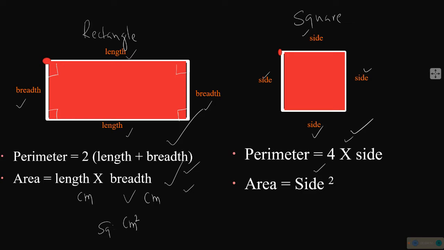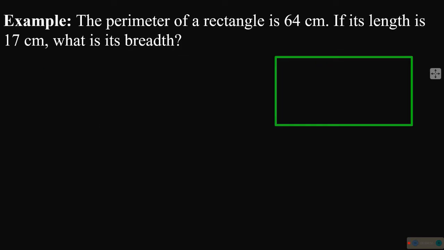Okay, so the recalling is done. Now we will think about the example. The perimeter of a rectangle is 64 centimeter. If its length is 17 centimeter, what is its breadth? So its length is here. We know that it is 17 here and 17 here too. You are asked to find out the breadth of it, and what is given is the perimeter, given as 64.